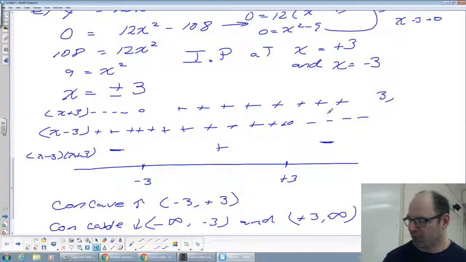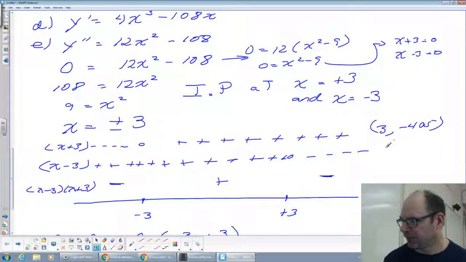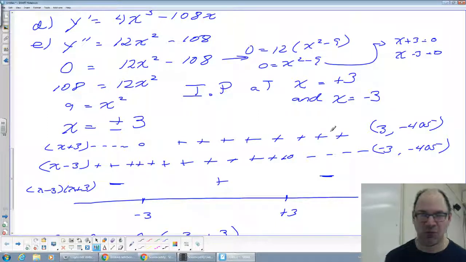So if they want those extra ones, our 2 inflection points, if we want the y points on them, 3 and negative 405, and negative 3. They're both even, so it'll be the same. Okay, and that's how you do a more complex question. So that's a good half hour there doing those things.